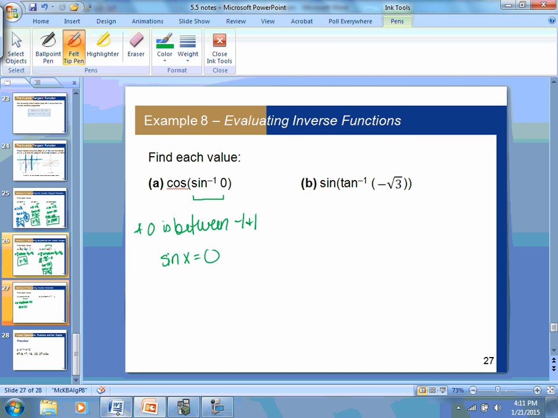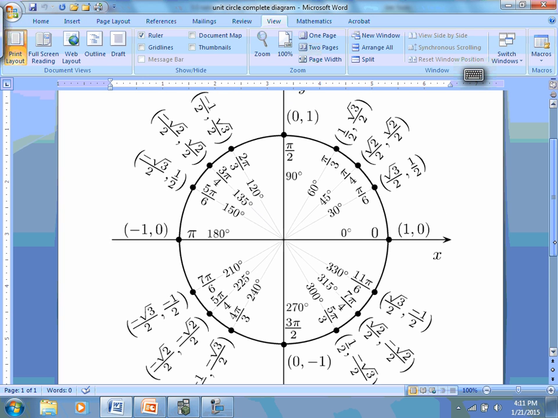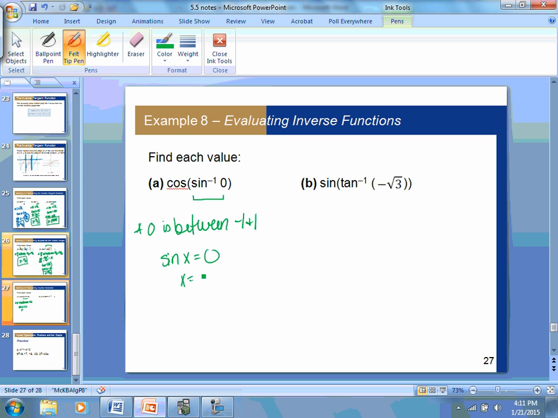Okay, now if I go to my unit circle, remember for sine, we're looking at the first and the fourth quadrants. We're looking at the right side of our unit circle. So I need to figure out where the sine is 0. And that is actually right here. Remember our ordered pair is cosine, sine. So here's 0 in the sine spot. So that's 0 on my unit circle. So x is 0. Now that is what I get for this inverse sine of 0 part. So really now I've reduced it down to the cosine of 0.